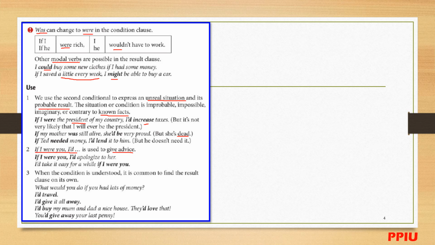What would you do if you had a lot of money? Travel, I'd give it all away. I'd buy my mom and dad a nice house. They'd love that. You'd give away your last penny. So the result should be shown there. Okay. So as you come up with this question, the answer, you can say the result might be obvious.